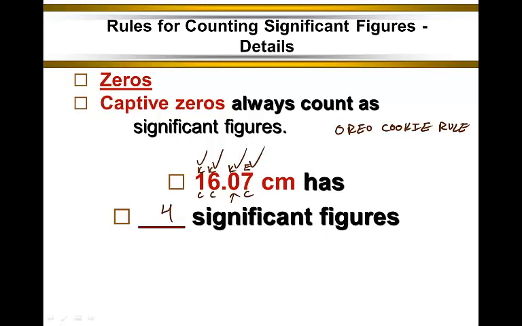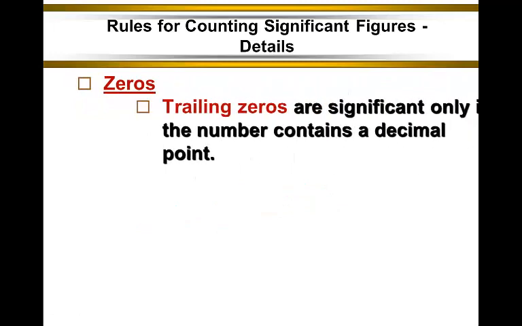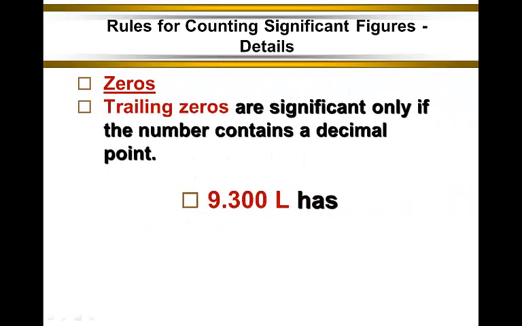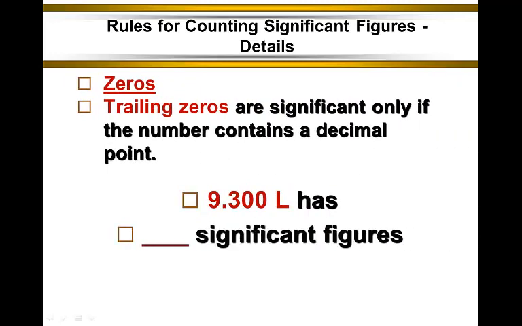So we did zeros at the beginning, zeros in the middle, or Oreo cookies. Now zeros at the end. And these are the hardest ones. We always save the best for last. We call them trailing zeros. They are significant if you see a decimal. So that's a big if.